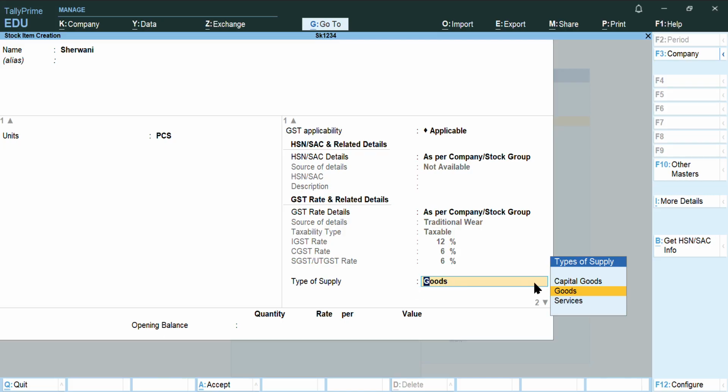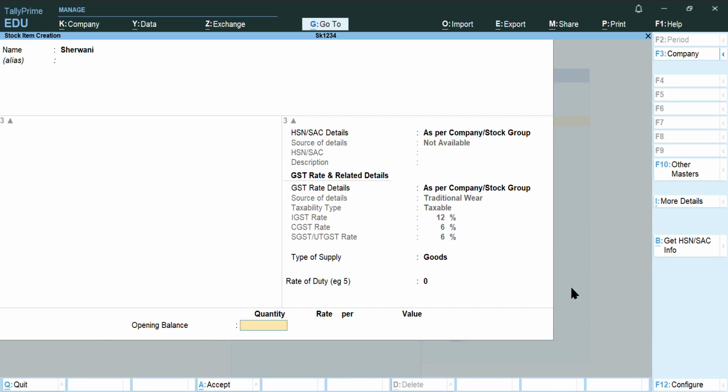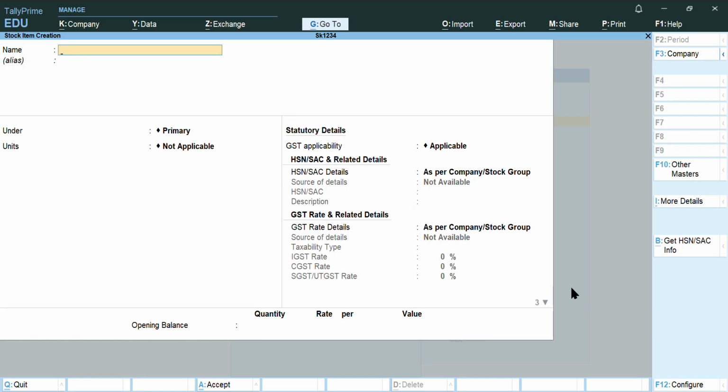Now type of supply is goods. There are three type of supplies: capital goods, goods and services. So this one is goods, so we'll take goods. Press enter, duty is not here. So the balance of Sherwani was 200 units, 200 pieces at the rate of 500 each. So the value is 1 lakh. It has automatically given us, except if the amount is not coming, then we can activate calculator through control N. Control N is the key for that.